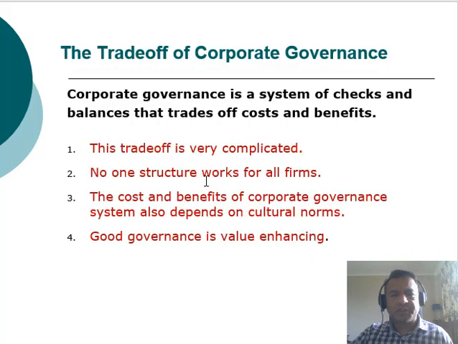So the next slide is about the trade-off of corporate governance. Corporate governance is a system of checks and balances that trades off cost and benefit. Now this trade-off is very complicated, and no one structure works for all, so different countries have different types of corporate governance structure. The cost and benefit of a corporate governance system also depends on cultural norms, and good corporate governance is always value enhancing.